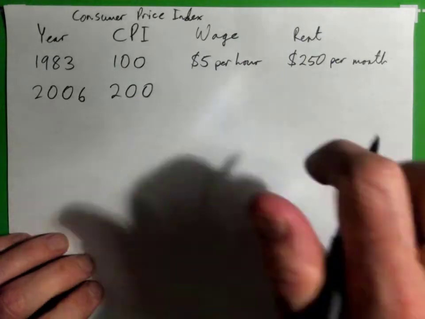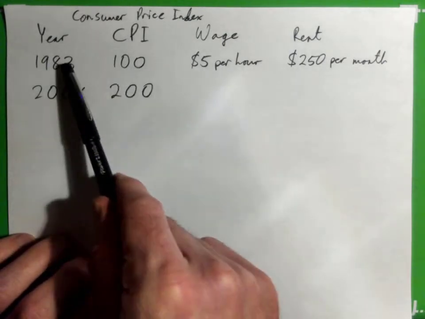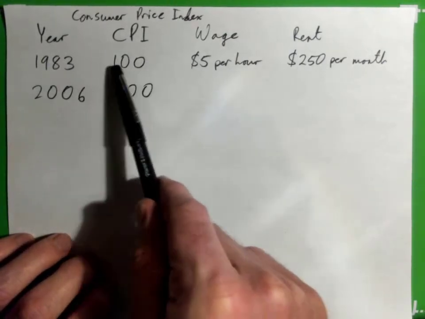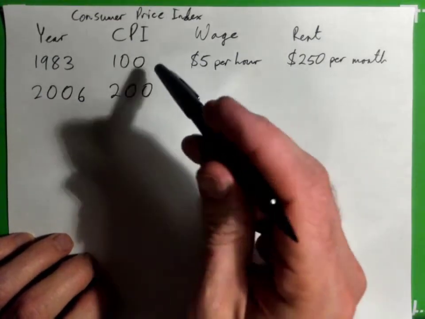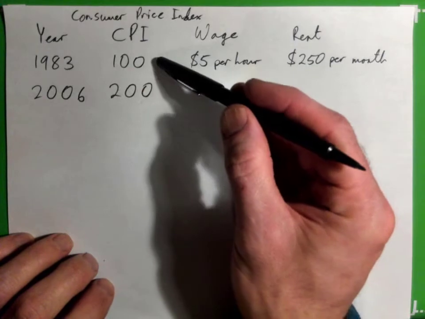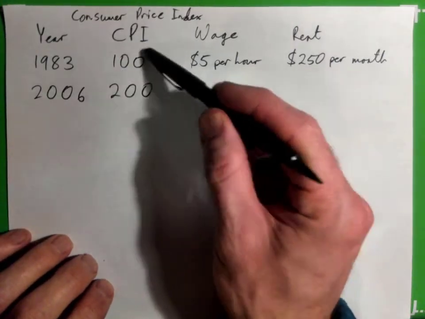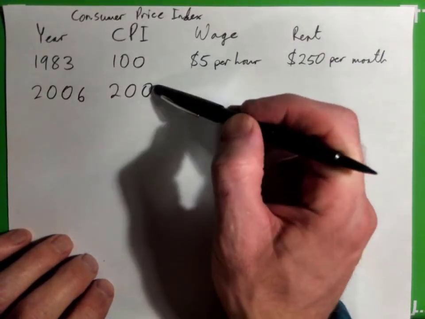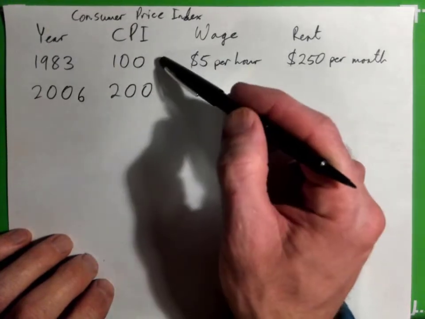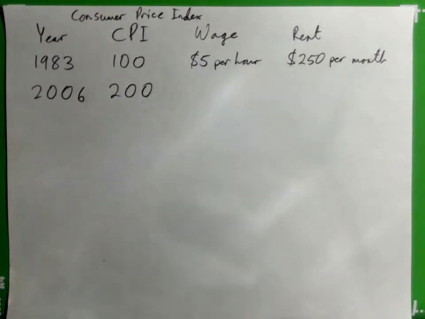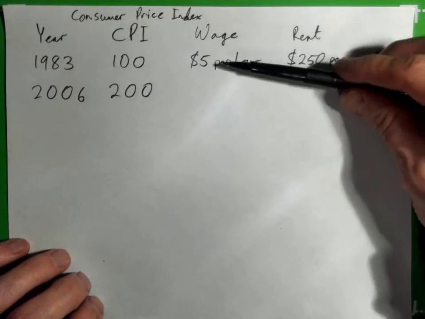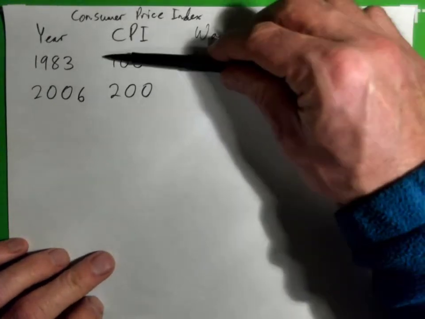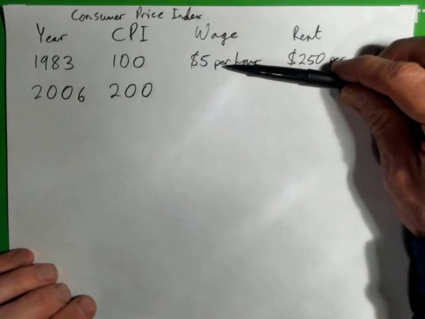So what it's basically saying is that in 1983 this index number was 100. In 2006 this number was 200. So can you describe what happened to the average price of stuff in the USA from 1983 to 2006? The average price of stuff, what happened to it? It doubled. Beautiful.